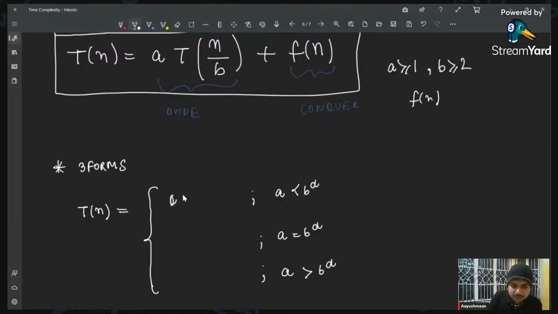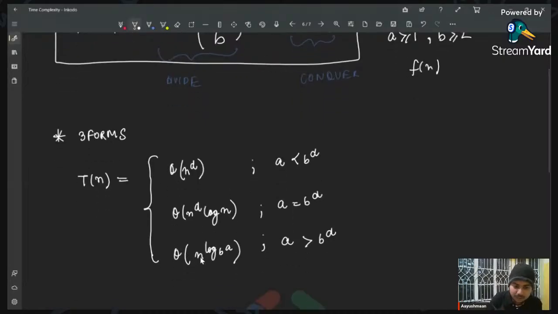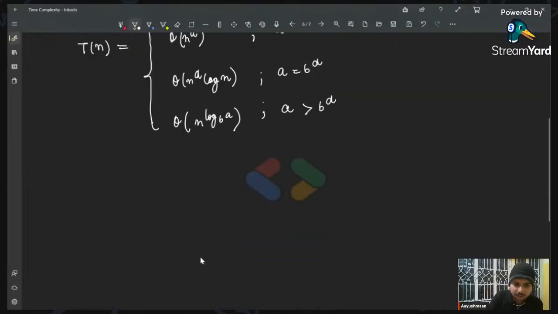So if it is this, then our time complexity is theta of n to the power d. If it is this, then our time complexity is theta of n to the power d log of n. If it is this, then we have n to the power log b. Okay. Now, how are these coming? You don't need to worry about it right now. How we'll be using it? Yes, that I'll show you.